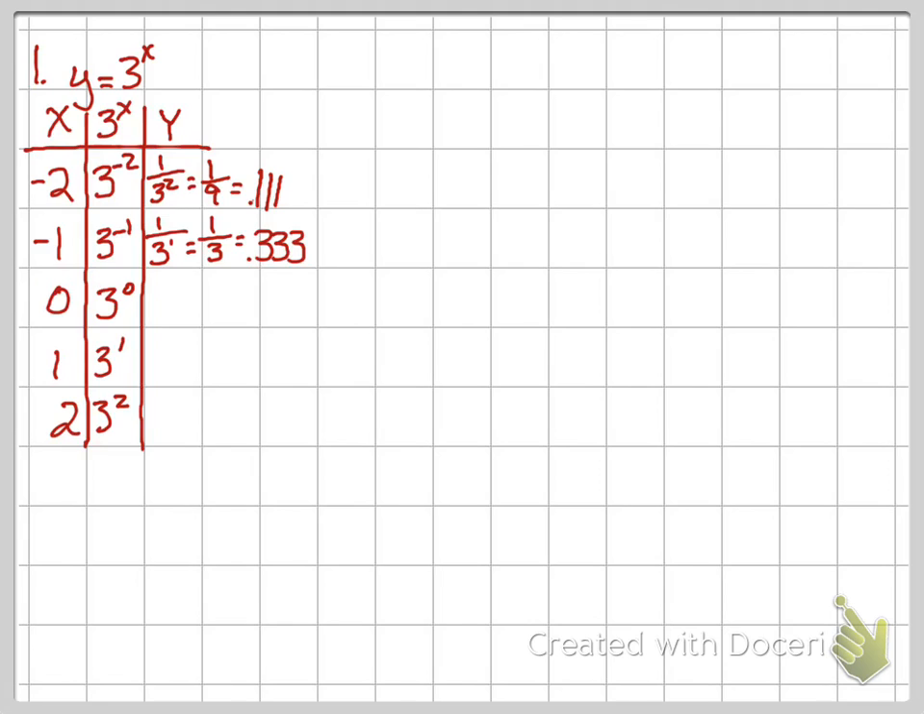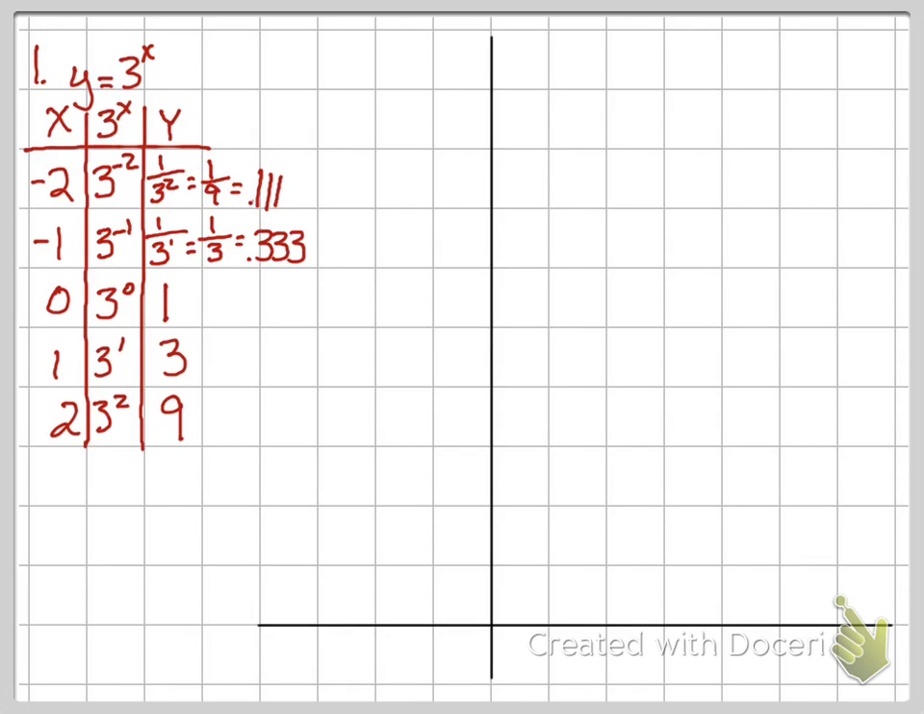Then we have 3 to the 0 power, and as we talked about yesterday, any number times itself, or times any number, is itself times 1. When we have the absence of a number, we still have 1. So 3 to the 0 power is 1. Then we have 3 to the first power, which is 3, and 3 squared, which is 9. All right, let's do some graphing.